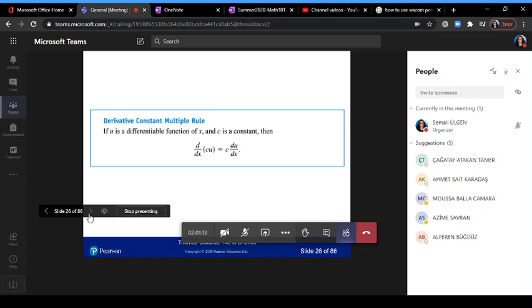Derivative constant multiple rule. Let's say we have the function u and we have a constant c, and then c times u is a new function. If you want to take the derivative of this, it is the same as c times du dx. You don't do anything to c if c is in front of u.